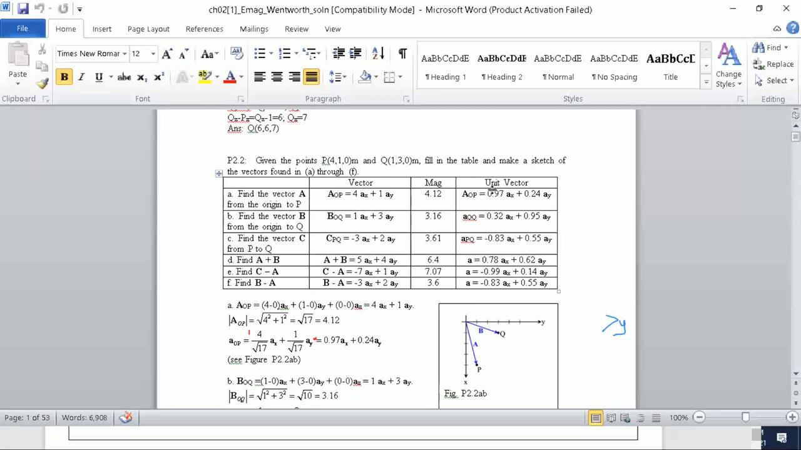So what's the unit vector? The unit vector is the vector over the modulus, right? So the unit vector would be vector A over the modulus of vector A.